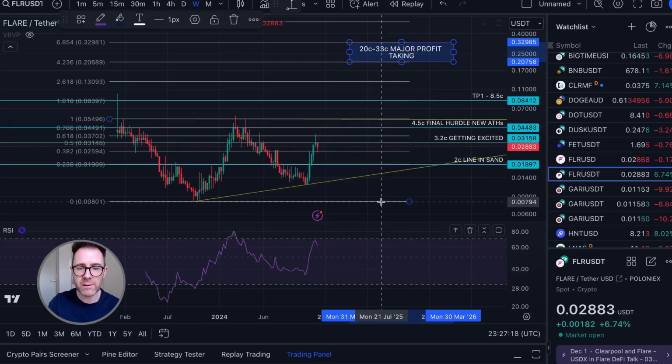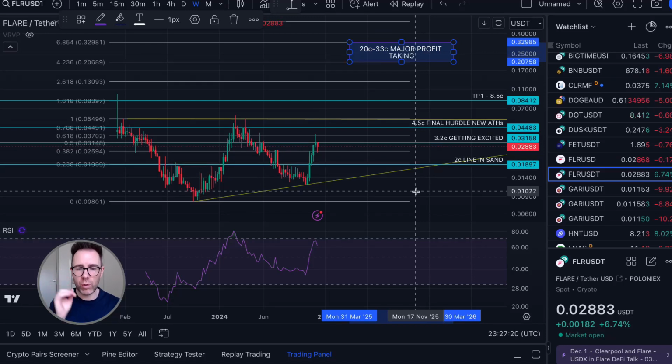There you go. That has been Flare Network. Let me know your comments below if you are majorly bullish on it. Tell me the fundamental reasons why. But I'm bullish on it because, again, a rising tide raises all ships. That's been Flare Network.